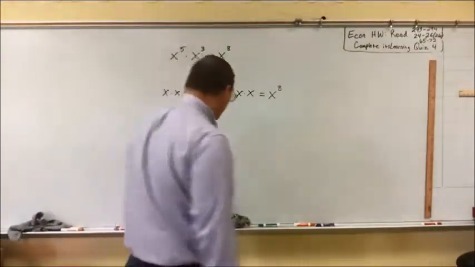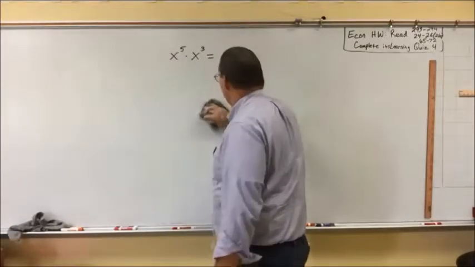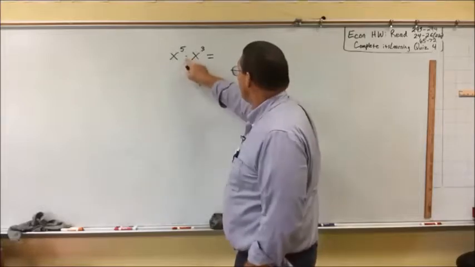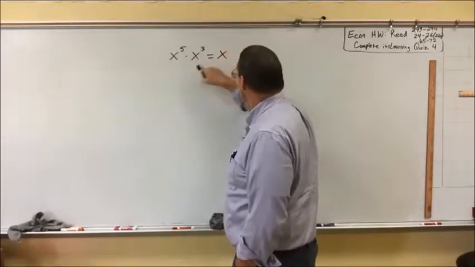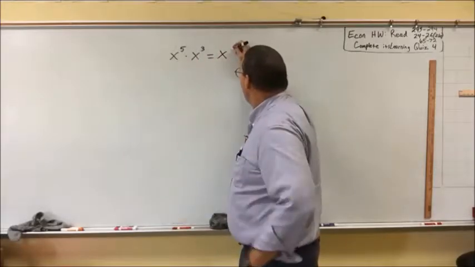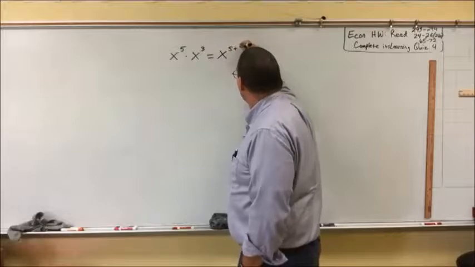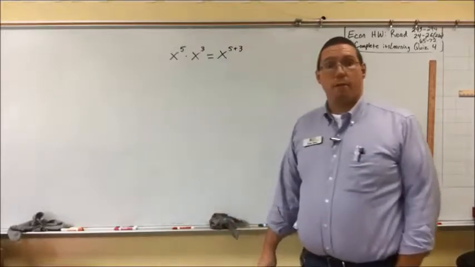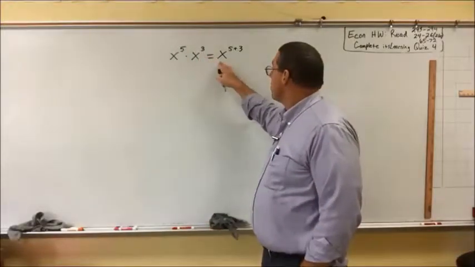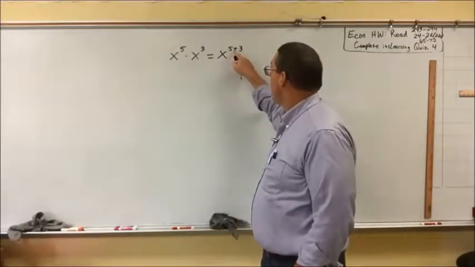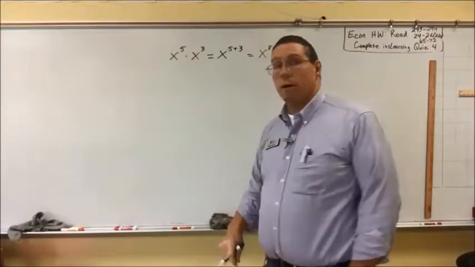And so the first rule of exponents is that when you do the product of a common base, you can combine those two bases into one term by adding the exponents together. So x to the 5th times x to the 3rd is the same thing as x to the power of 5 plus 3, which is x to the 8th power, okay?